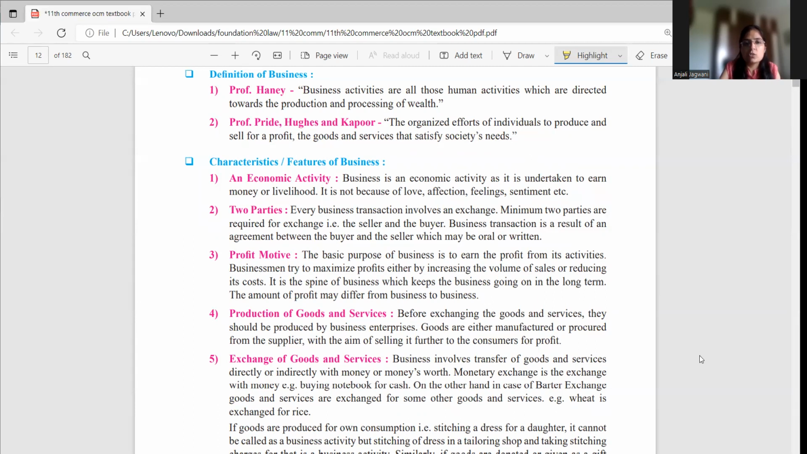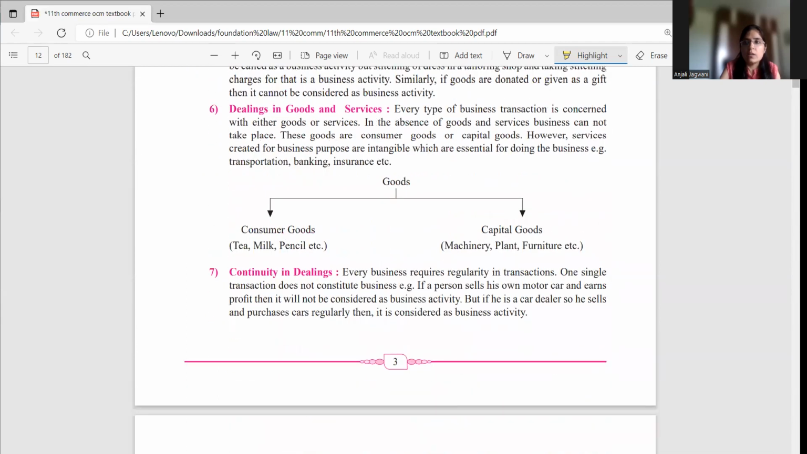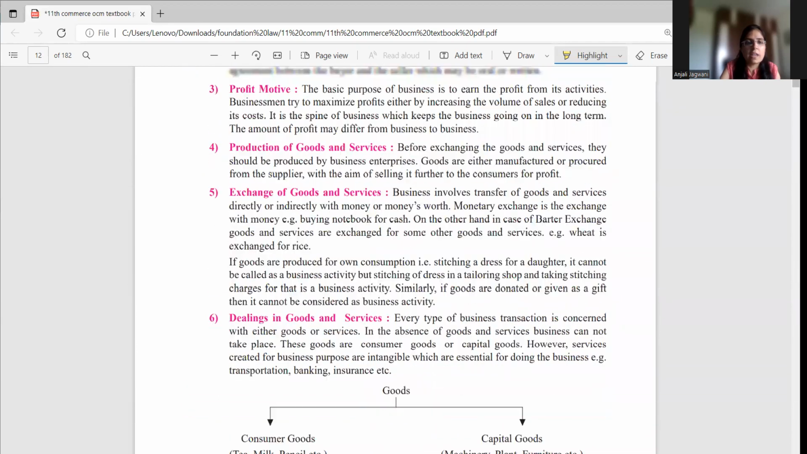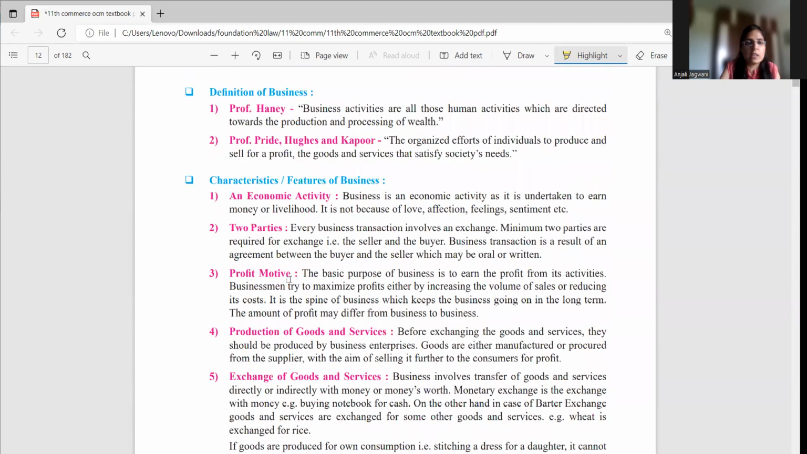The next part given over here is the features, the characteristics of business. Under that, the first characteristic of a business is that it is an economic activity. So again we have reached the first thing we discussed, that in the classification of economic activity, the first thing is business. So it is an economic activity. Economic activity means what? The activity which is done to earn monetary benefits, to earn profits, to earn wealth, that is an economic activity.